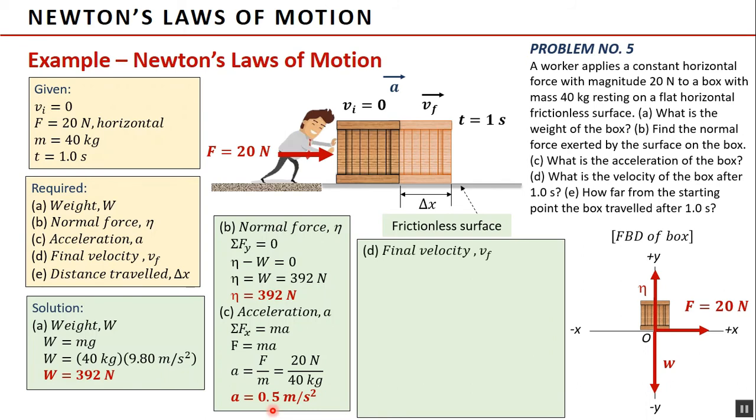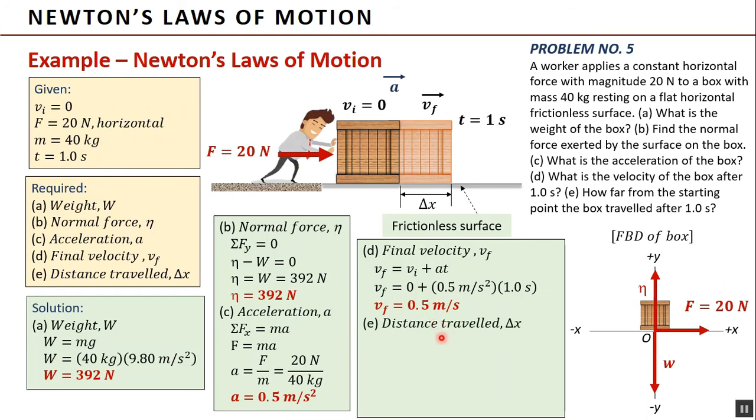Now let us move on to letter D. For final velocity, we use one of the equations of uniformly accelerated motion. Vf equals Vi plus at. Substituting values, so Vi is 0, plus the acceleration from part C, 0.5 meter per second squared multiplied by time 1.0 second. So the final velocity is 0.5 meter per second.